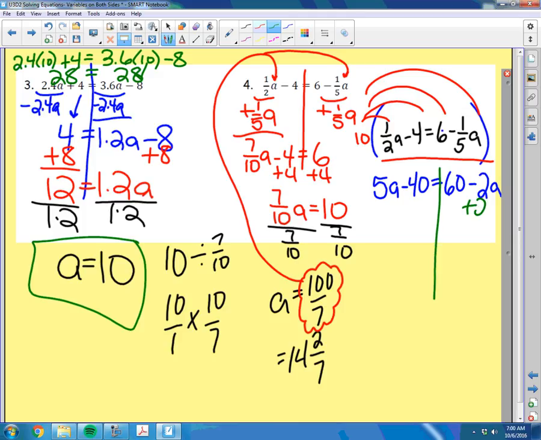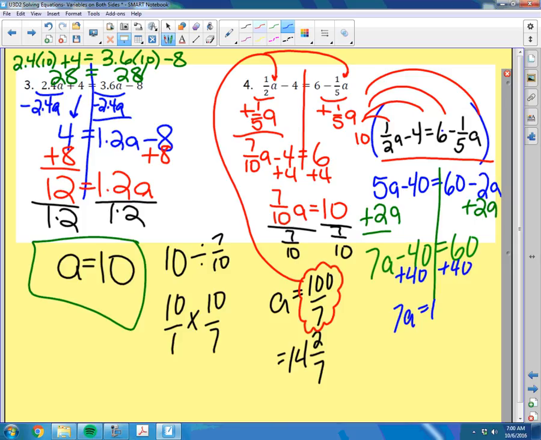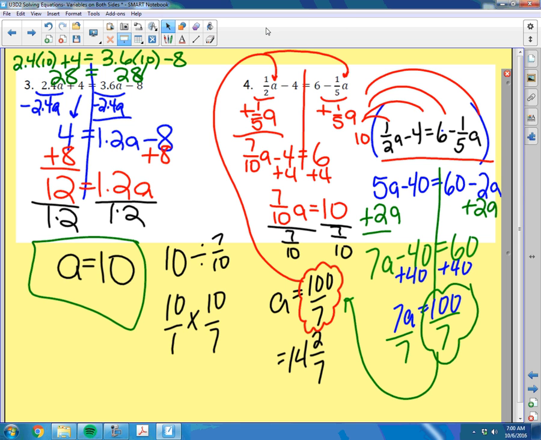I'm going to add 2a to both sides. That gives me 7a minus 40 equals 60. I'm going to add 40 to both sides. I end up with 7a equals 100. I divide both sides by 7. And look, I have the same answer I had before. Any questions? Fantastic.